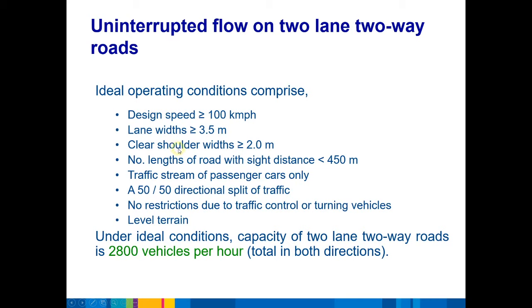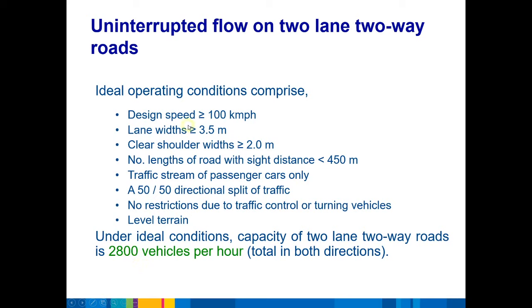The shoulders need to be at least 2 meters wide. We want to have long sight distances. We want mostly passenger cars or only passenger cars. And we want a 50-50 directional split in traffic. If we've got all of these conditions, we're relatively flat, we've got no turning controls on vehicles, then under those ideal conditions, we can have 2,800 vehicles per hour.